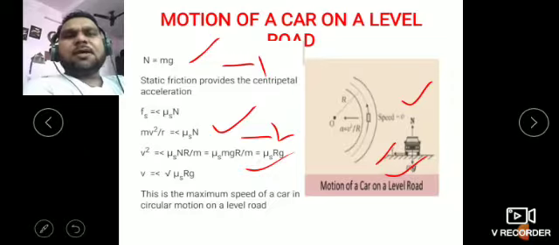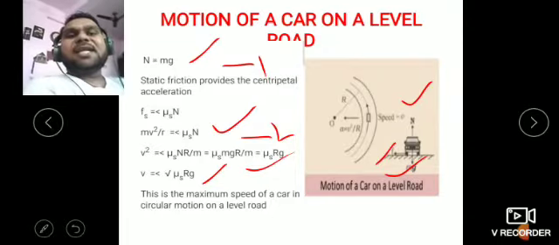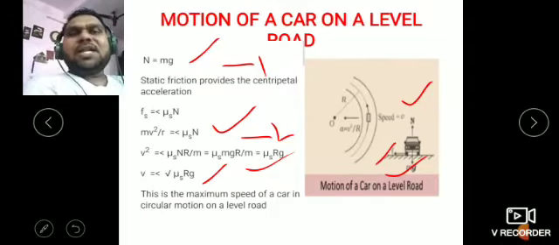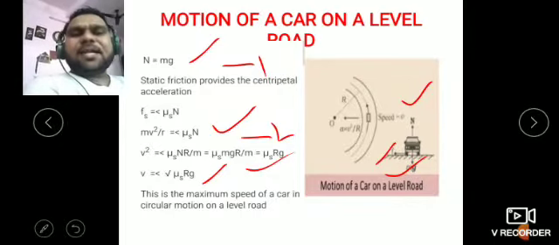What is mu s? Mu s is the coefficient of static friction between the tires of the car and the road. R is the radius of the circular path in which the car is turning, and g is acceleration due to gravity. So this is the maximum safe speed of a car in a circular motion on a level road. So maximum speed has to be less than or equal to the square root of mu s r g. One thing that needs to be noticed is that there is no involvement of the mass of the car. So maximum speed of a car is independent of the mass of the object.